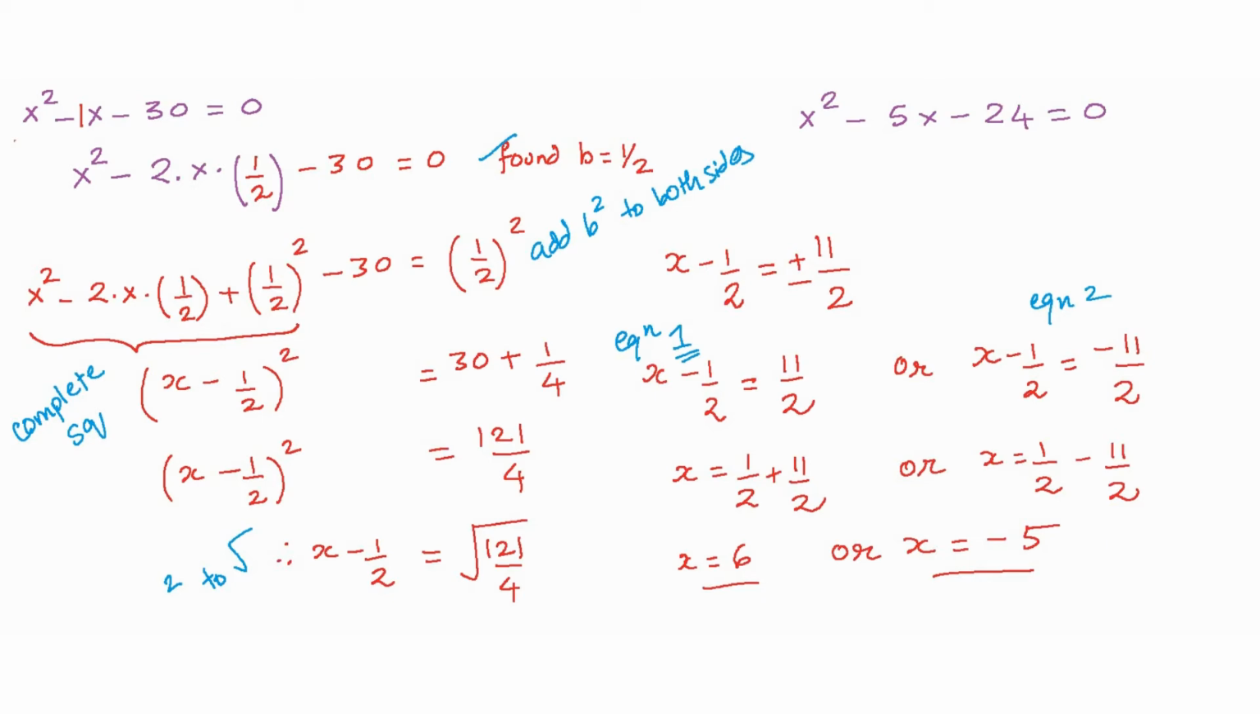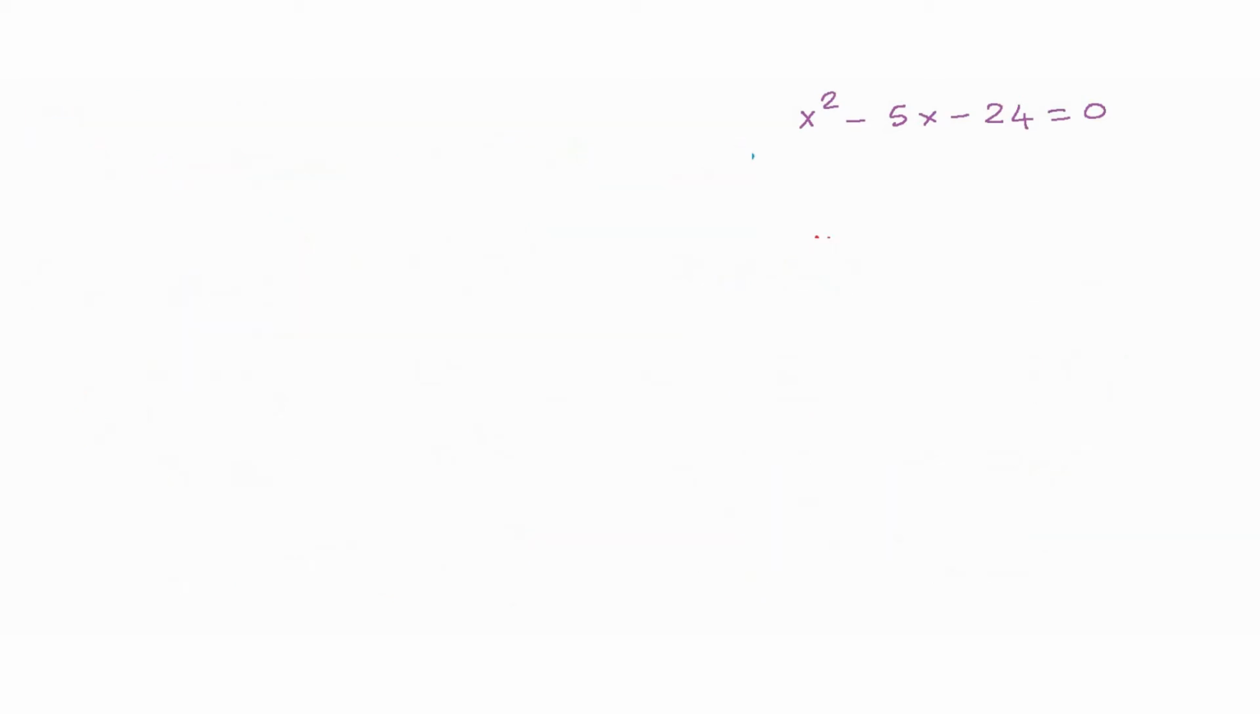Okay, let us now solve the next question. So I have x square minus 5x minus 24 equal to 0. Again, the coefficient of x square is 1. That's good. So this would be x square minus 2 into x into, now I should write a term over here so that I get a 5 back. It's not difficult to notice that it is 5 upon 2, right? And then I should be adding, then this is minus 24 is equal to 0.